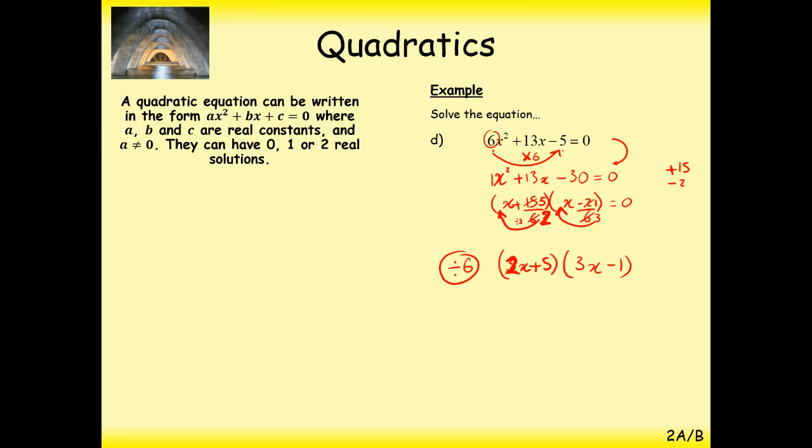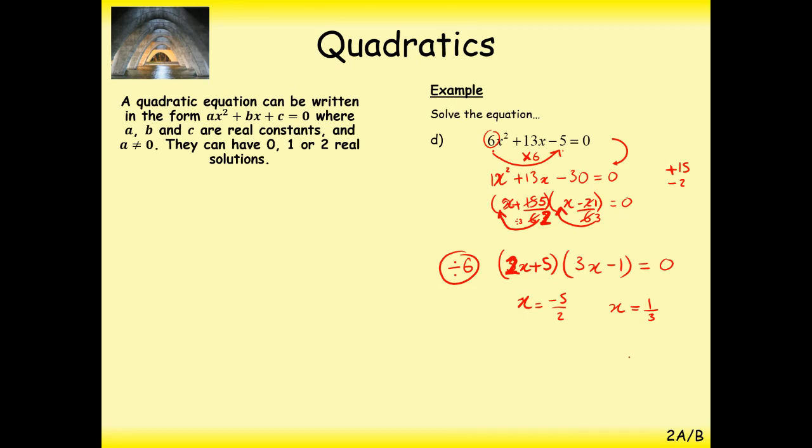Alright, so now that this is a factorized form, and that's equal to 0, the first bracket tells me that x equals minus 5 over 2, and the second bracket tells me x equals 1/3. Actually, that was the original answers I had in the bracket.